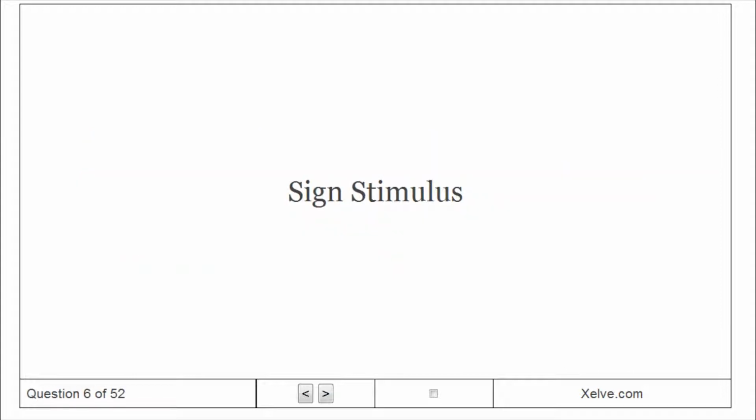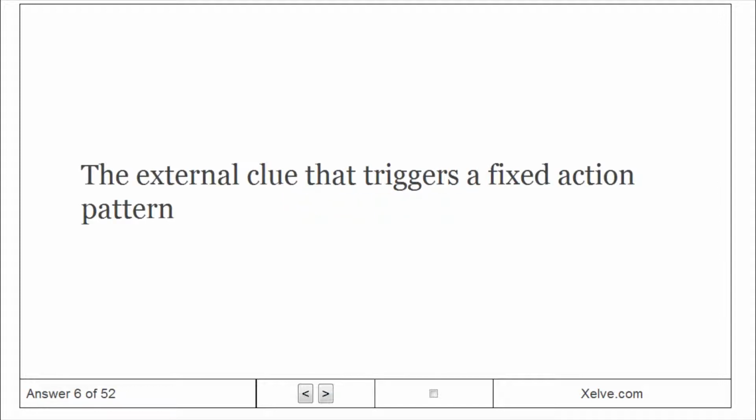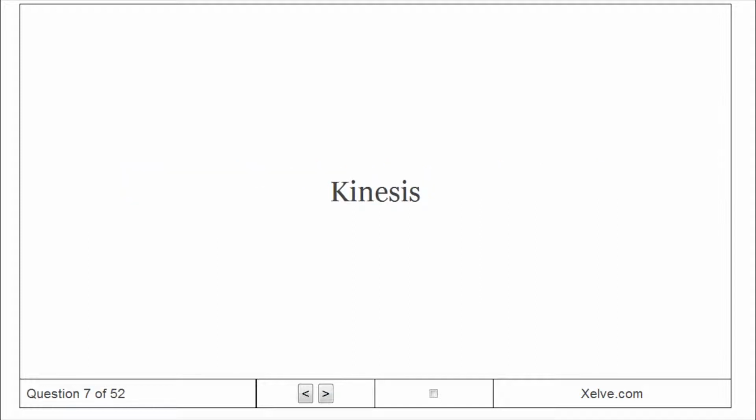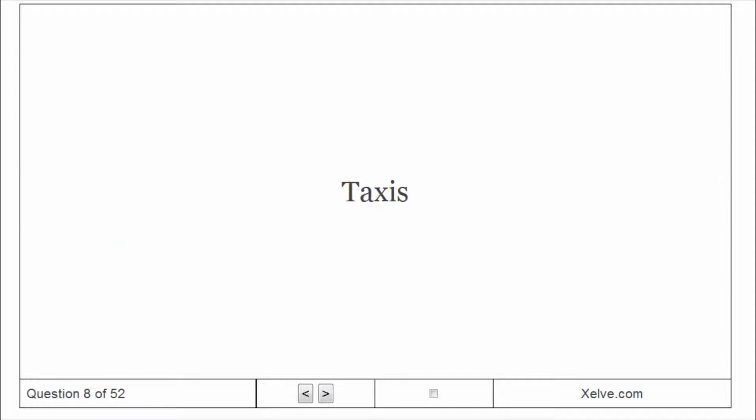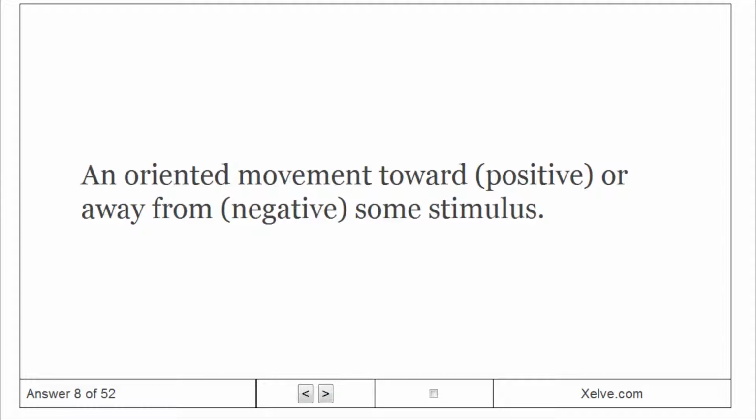Sign stimulus: the external clue that triggers a fixed action pattern. Kinesis: a change in activity or turning rate in response to a stimulus. Taxis: an oriented movement toward or away from some stimulus.